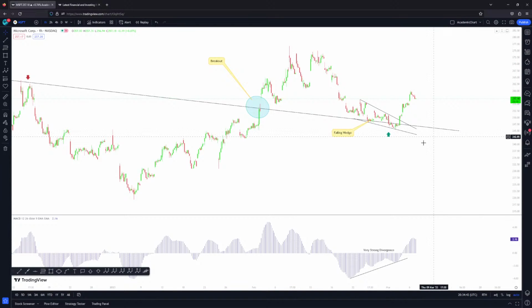Let's get rid of this. It is so crowded. If the Fibonacci level is one indication, there's very strong divergence, the second indication. The falling wedge is the third indication. The ABC wave we are seeing is the fourth indication. The breakout, not the breakout you're seeing on the chart, I mean this hourly breakout.